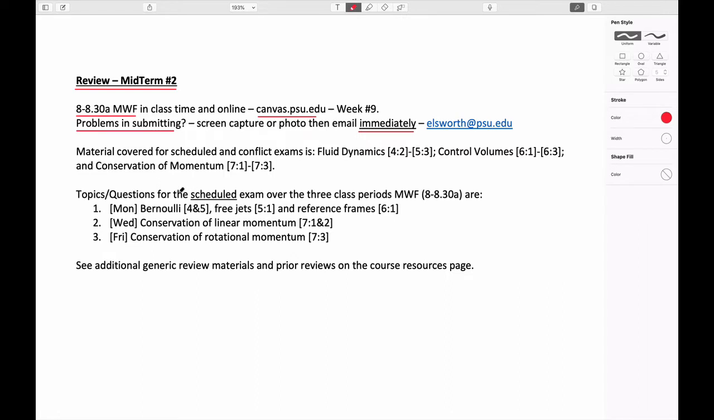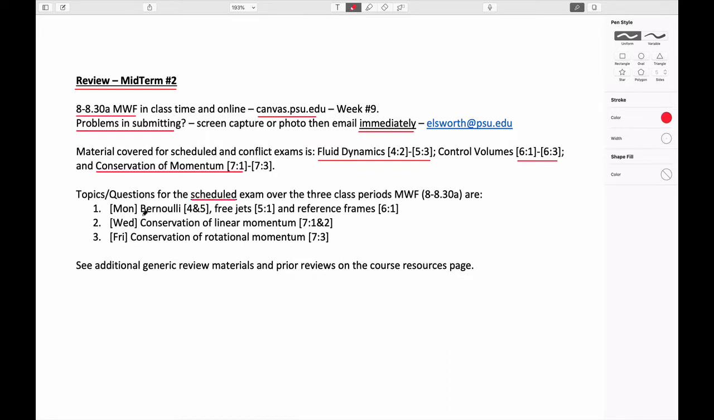The second midterm covers material starting in week 4. 4.1 was actually accelerations in static fluids, so that's really not on here, but fluid dynamics is Bernoulli in weeks 4 and 5. Control volumes or conservation of mass in week 6, and conservation of momentum in week 7, both linear and angular acceleration.